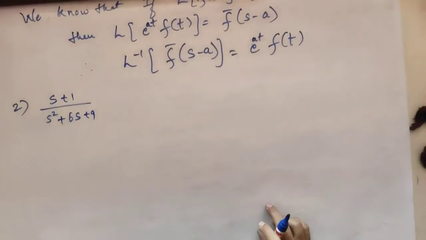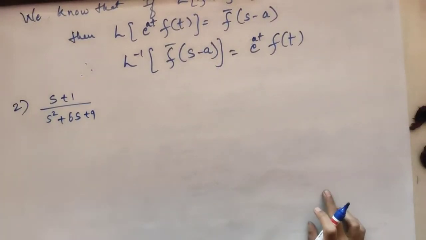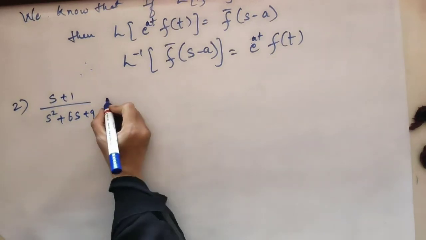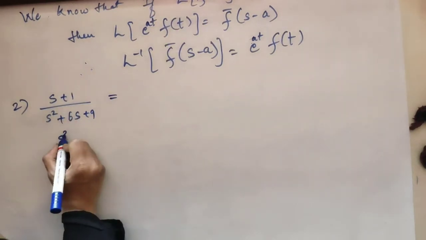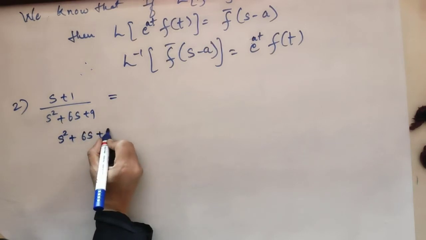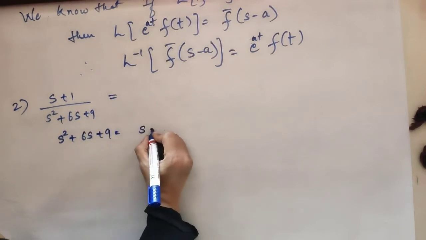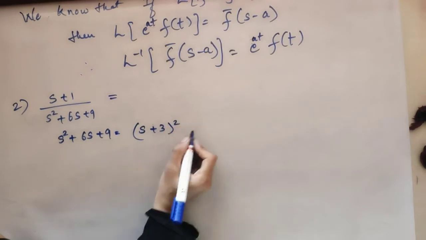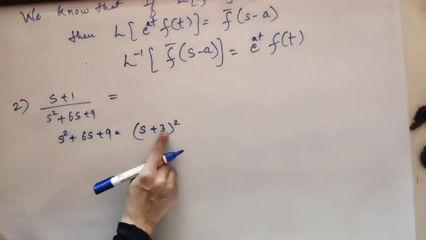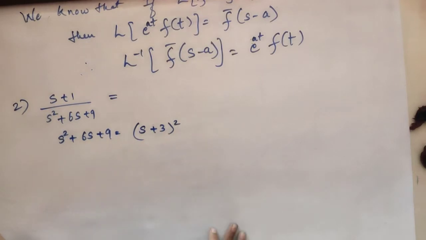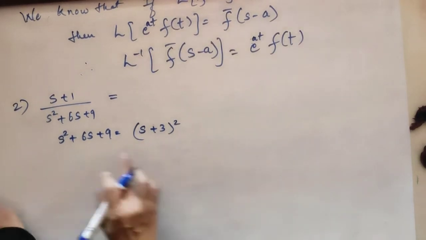Now let us solve this new problem. Find the inverse Laplace transform of this. Take a pen and a paper and start working with me. Now first let us write this. What is this denominator? What is s square plus 6s plus 9? It is nothing but s plus 3 the whole square. Because s square plus 9, 3 square plus 2 times 3, it is 6 into s. Yes, use that formula.